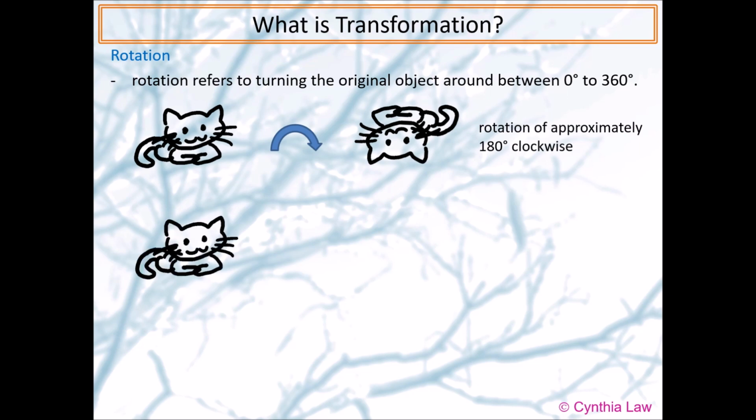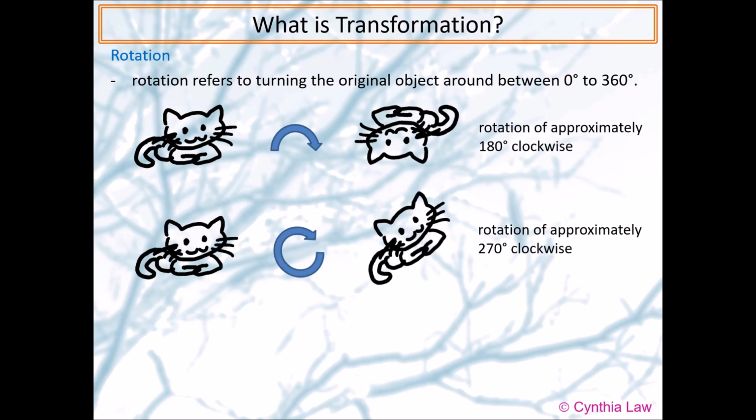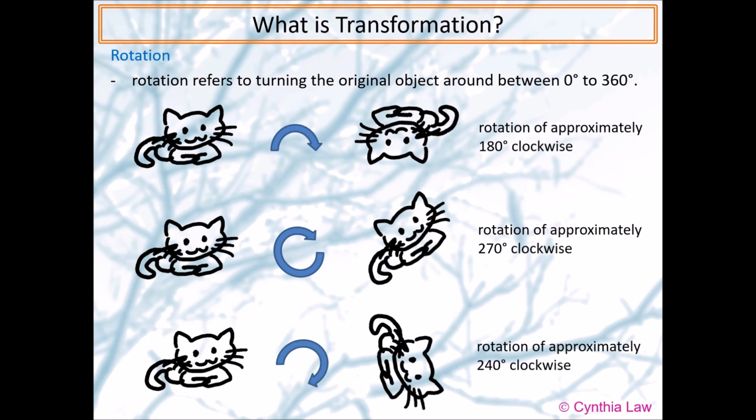I can have the cat, and I can turn it a little bit. Now, according to the arrow, this is a rotation of approximately 207 degrees clockwise. I can also do it counterclockwise, and then the angle will be different. Now, if I turn the cat a bit differently, this time I rotated it about 240 degrees clockwise. I can also look at it as turning the cat counterclockwise with a different angle.